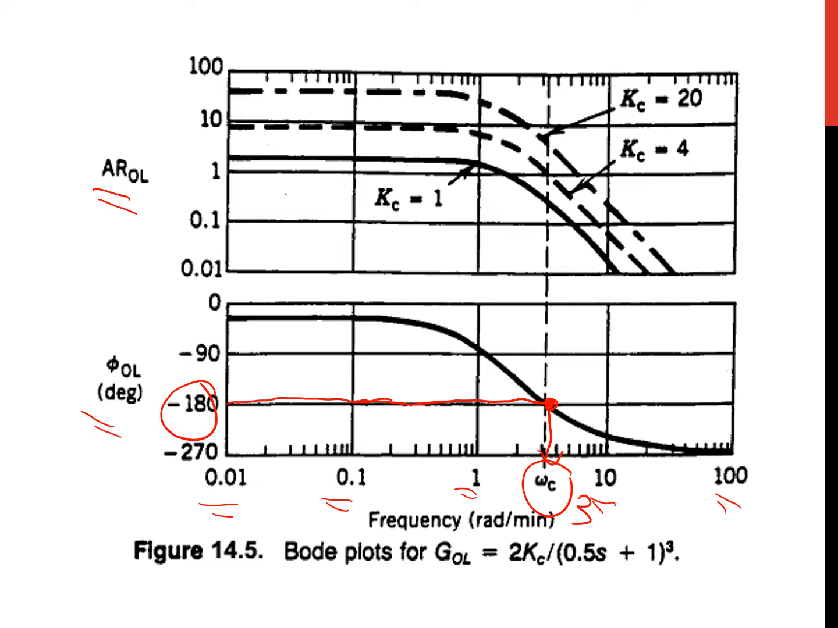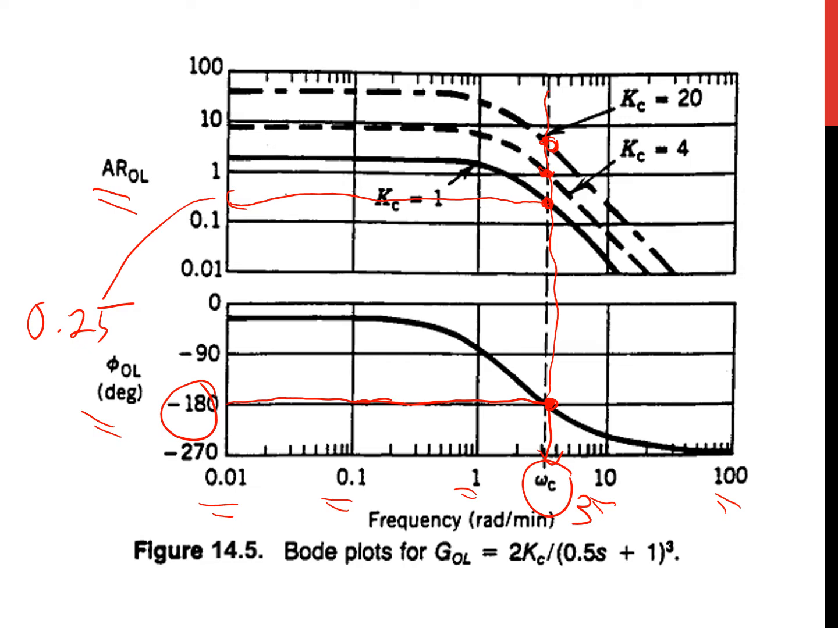And then here you need to move your line until it intersects the AR lines. So this is your AR line for Kc equal to 1, Kc equal to 4, Kc equal to 20. In this case, your AR for Kc equal to 1 is around here. So this means, based on the previous, it shows you 0.25.